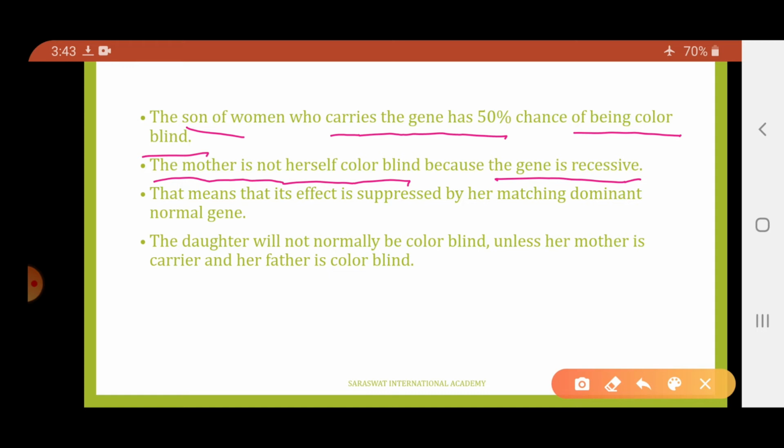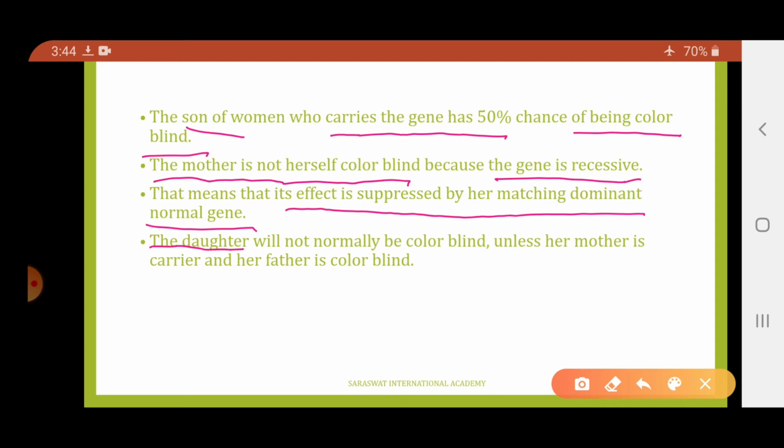So according to Mendel's pattern of inheritance, what is the condition कि अगर dominant और recessive साथ में हो, that is heterozygous condition हो, तो कौन अपना character express करता है? Dominant वाला. So यहाँ पे when we talk about color blindness, normal chromosome, or basically normal gene, is dominant over the recessive gene. So कौन सा character express होगा? That the individual won't be color blind in the heterozygous condition in the case of the female. That means its effect is suppressed by her matching dominant normal gene. I told you normal gene is dominant over the recessive gene.